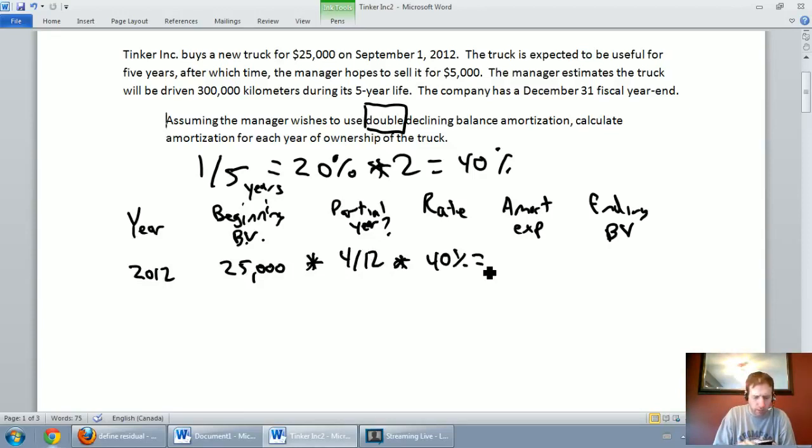25,000 times 4 divided by 12 times 0.4, 40%. And I get the number 3,333. So now I've got to say, after I've done that, what's the value of my asset according to my records? The value of my asset according to my records is the 25 grand I paid for it minus the 3,333 I've amortized off of it. 25 minus 3,333 is 21,667.